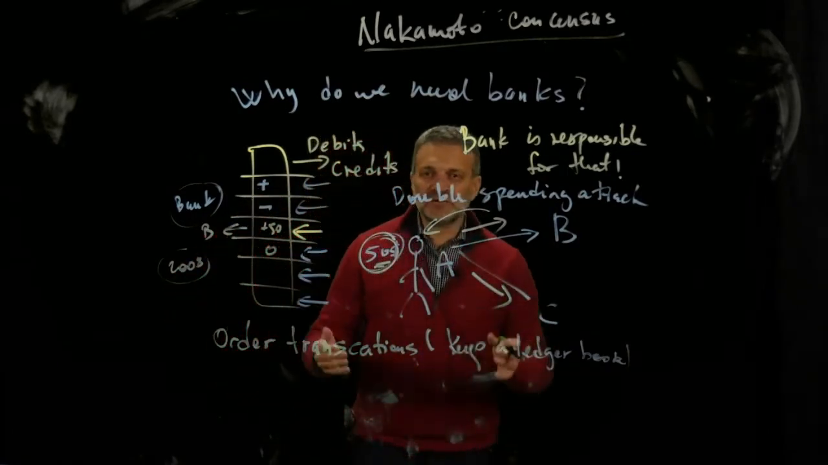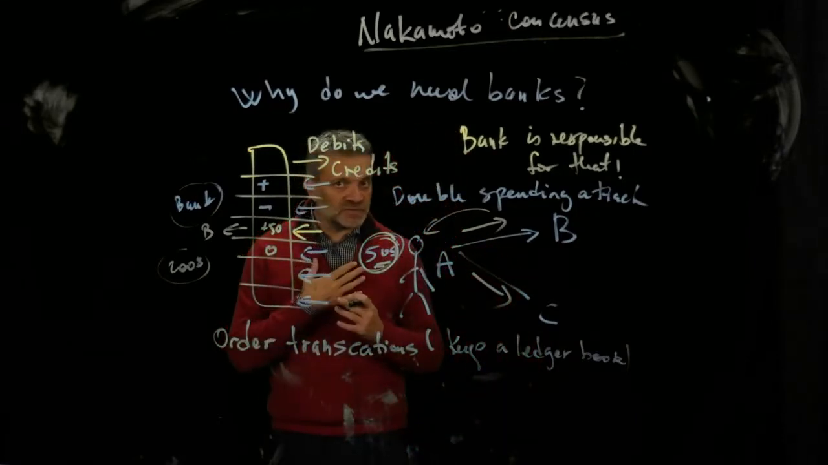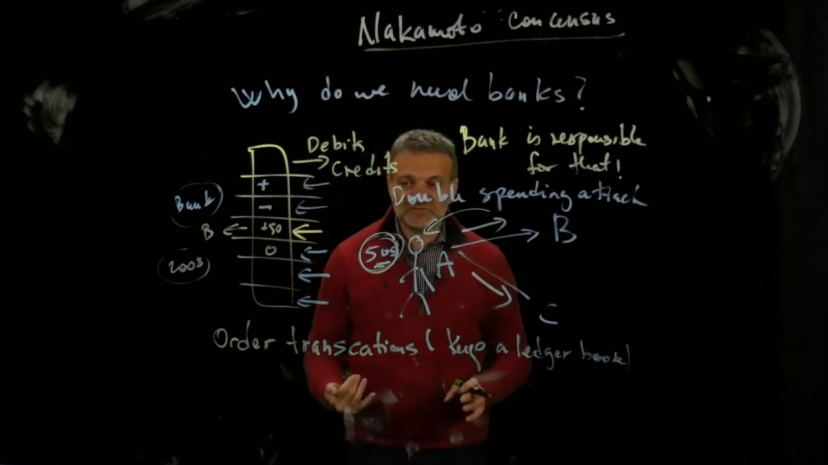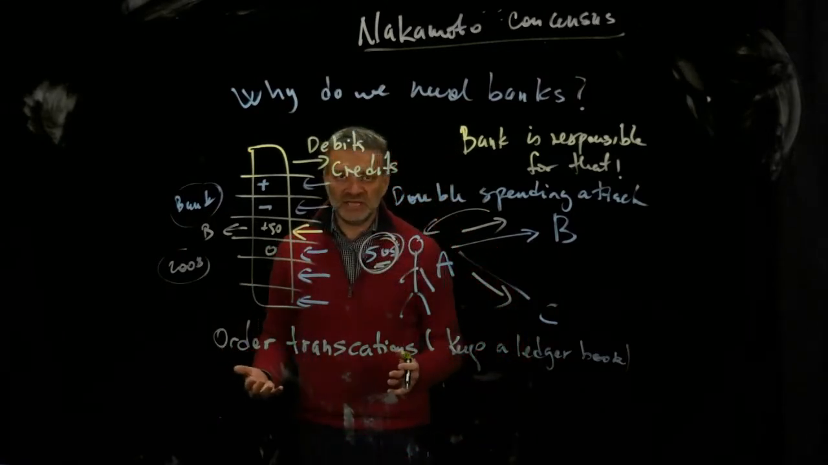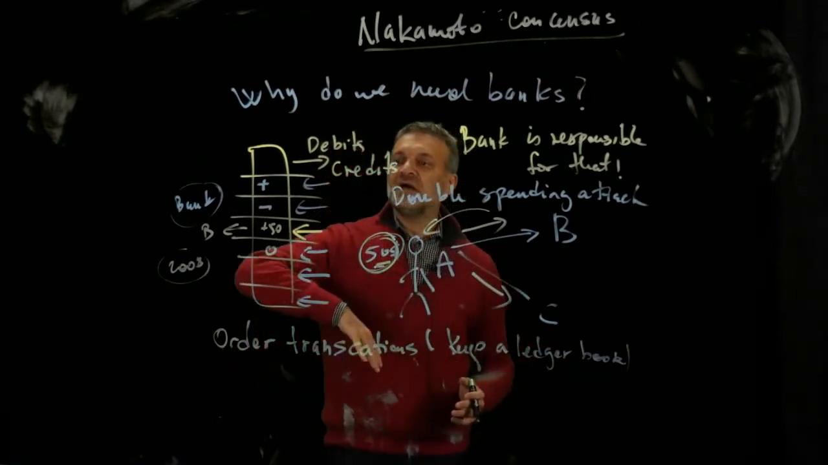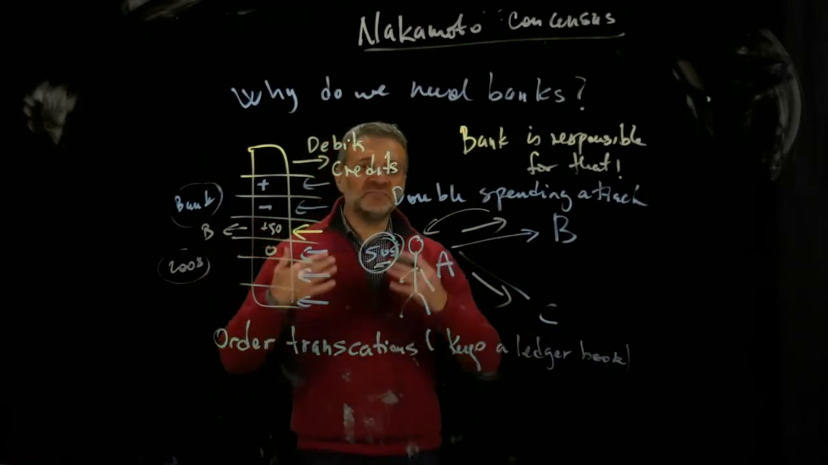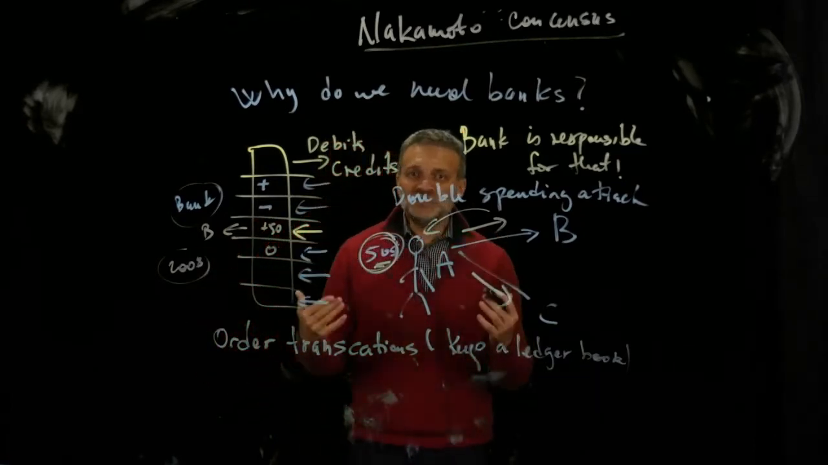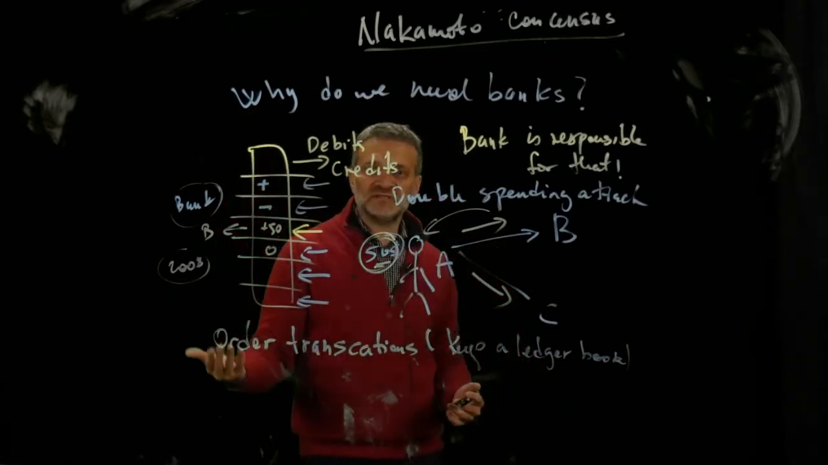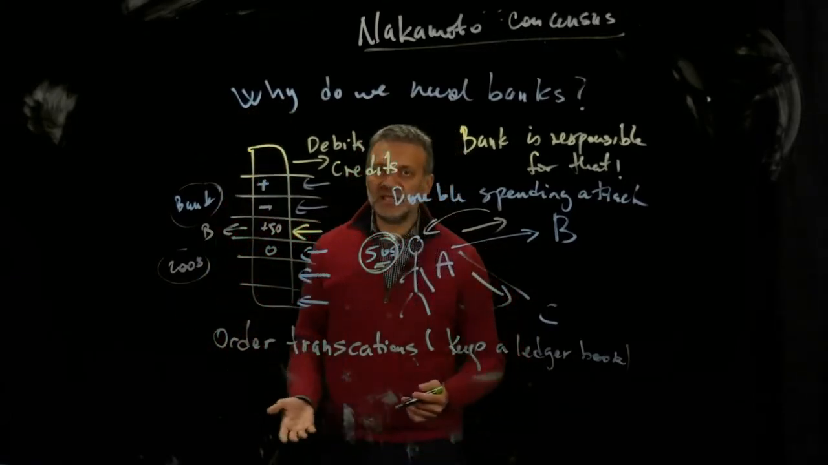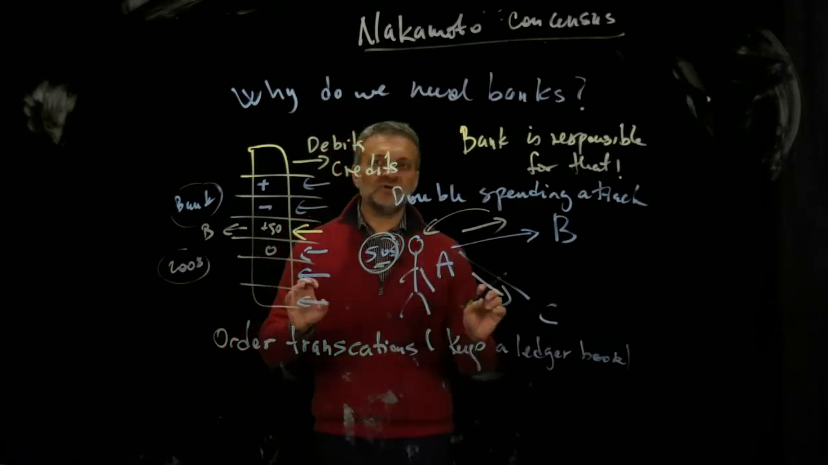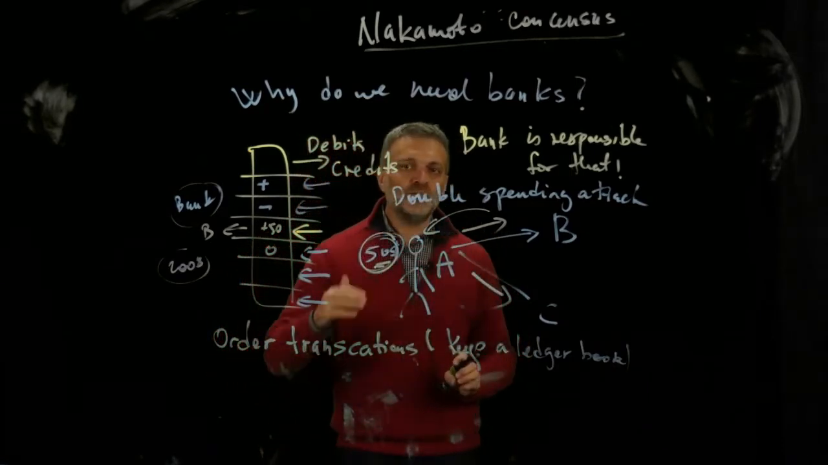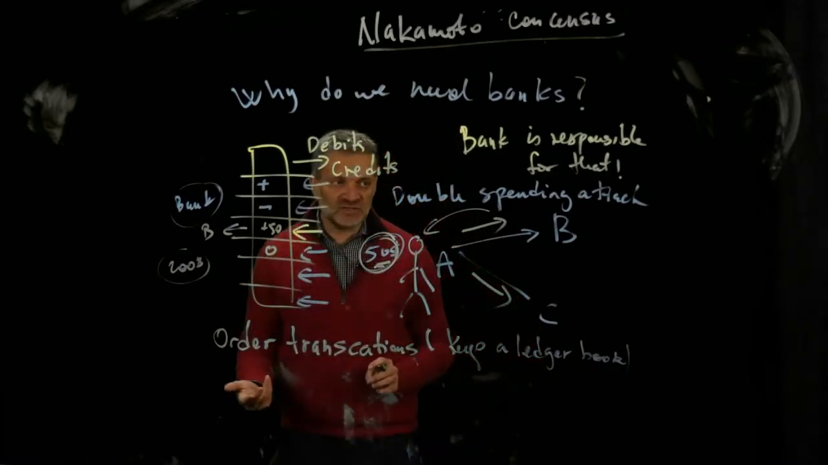And the government, according to Satoshi, not according to me, it's according to the underlying philosophy as I see it, banks have a monopoly on this, and he didn't like it. So what do you do in order to circumvent this? I'm not going to go now into the nitty-gritty of how he did it. We're going to talk about this in the next videos.